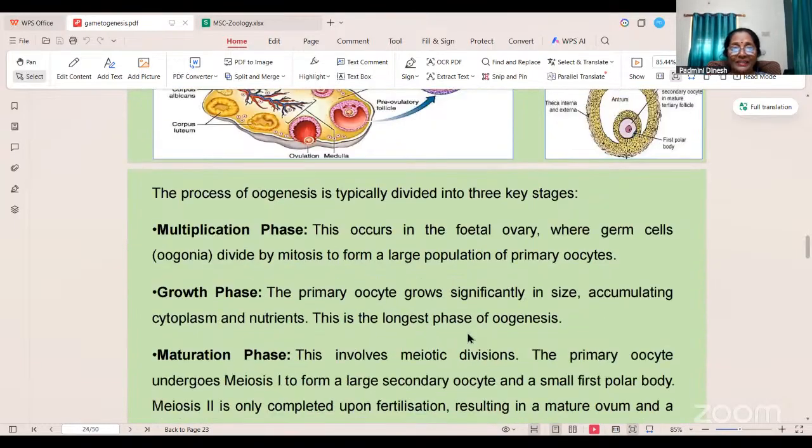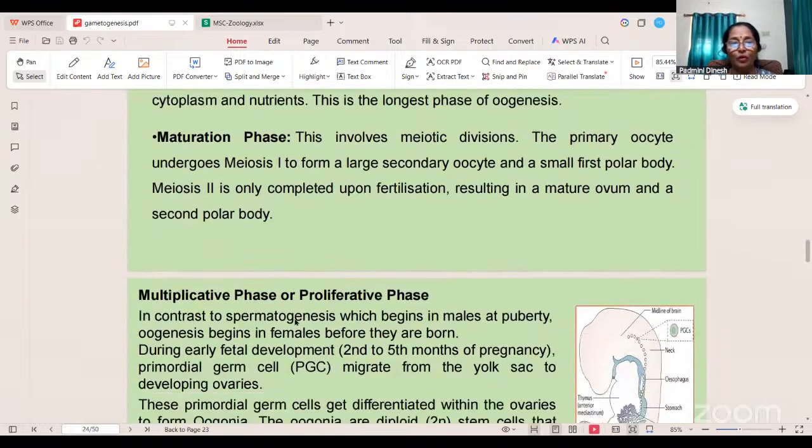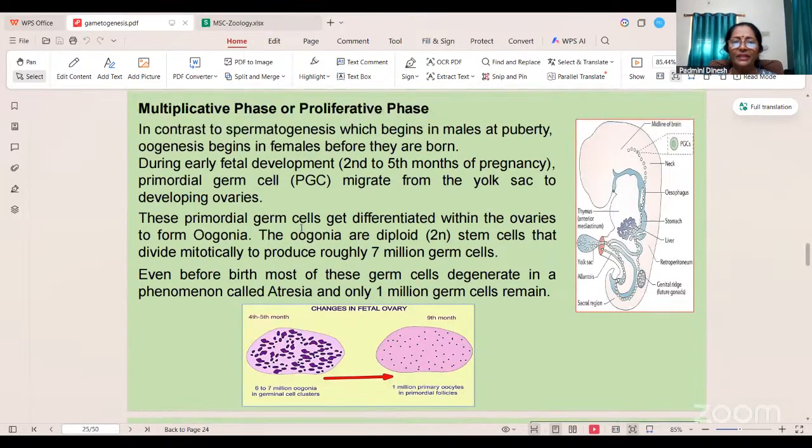Okay. Now, as this is going on, there are three key stages occurring for the process of oogenesis, the same way we talked about in spermatogenesis: multiplication phase, growth phase, and maturation phase. Now, in the multiplicative or proliferative phase, remember there is a little bit of confusion and a little bit of difference from spermatogenesis and oogenesis. What is happening over here?